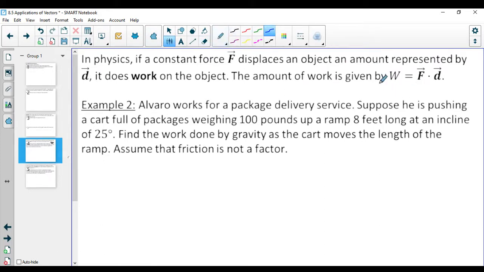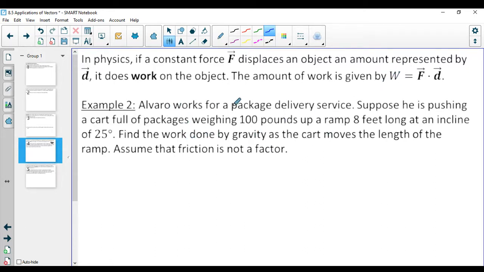But yep, so that's going to be F dot D. So these are two vectors that we're multiplying together. And notice, this W doesn't have a vector on top of it, right? And remember when we did the dot product, I said it doesn't spit out another vector, it spits out a scalar. The only multiplication that spits out another vector is the cross product. But the dot product just spits out a number.